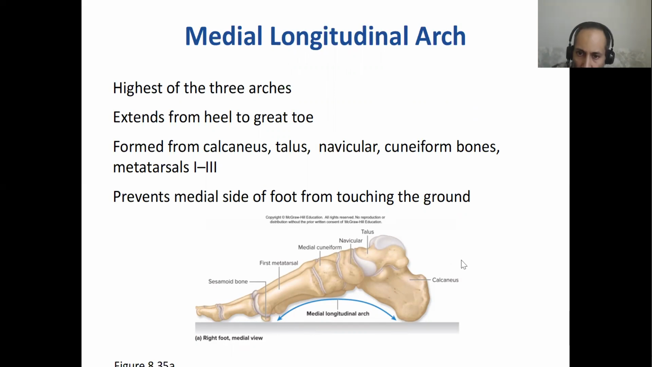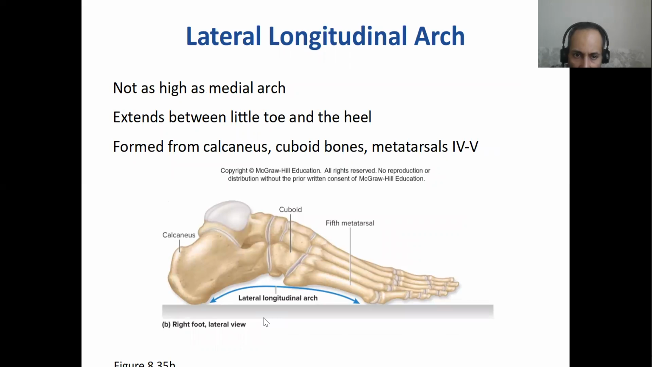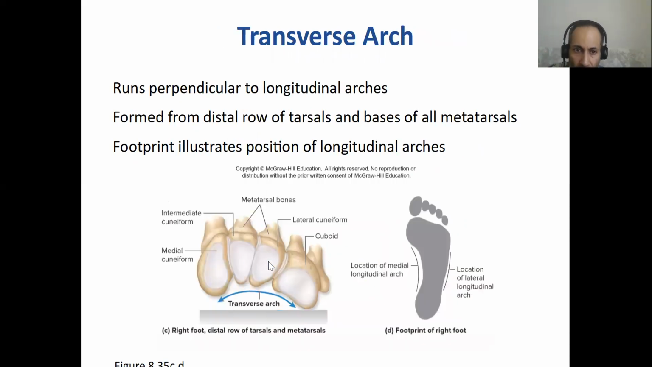You can also see the heel bone, the calcaneus, the talus, and the navicular at the top, and then the metatarsals, and then this little sesamoid bone over there. Then you have the lateral longitudinal arch, which as you can see is not quite as high as the medial one, right? Nonetheless, you do have this slight raise, so your foot is not resting flat on the ground. And finally, you have this transverse arch in the front, right over here, the balls of the feet.